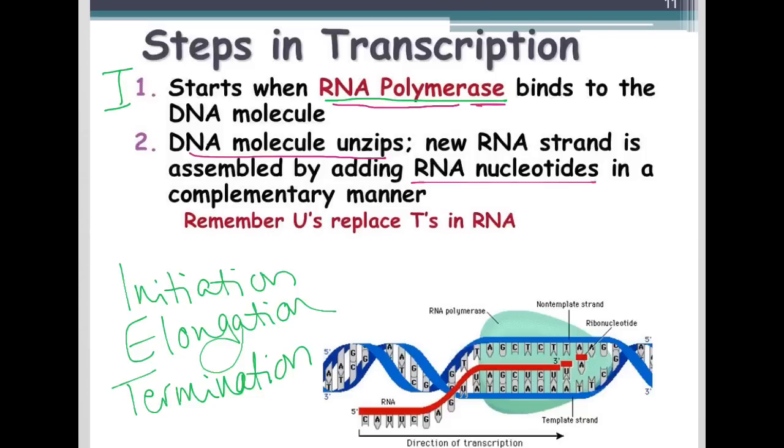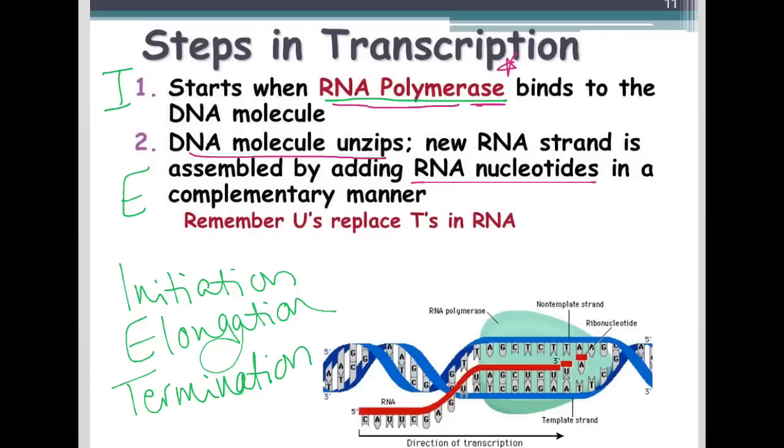And so this is basically when you start to have elongation. The big thing here to note is that actually during DNA replication we had both helicase and DNA polymerase. Here we just have RNA polymerase. RNA polymerase does the job of both. It opens the DNA double helix, and because it not only opens, it also adds new nucleotides at the same time.